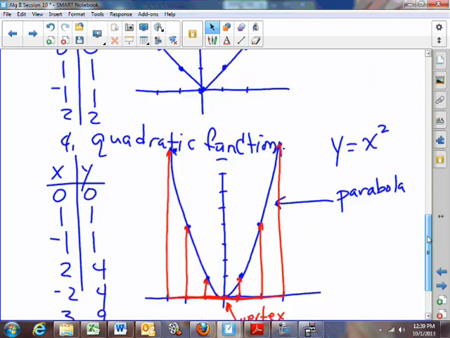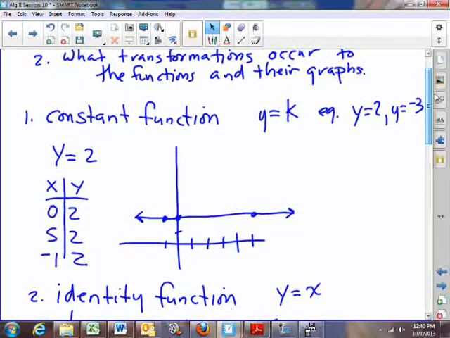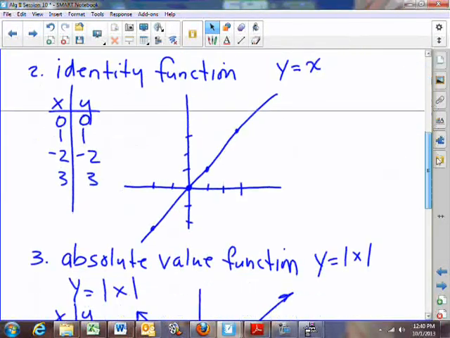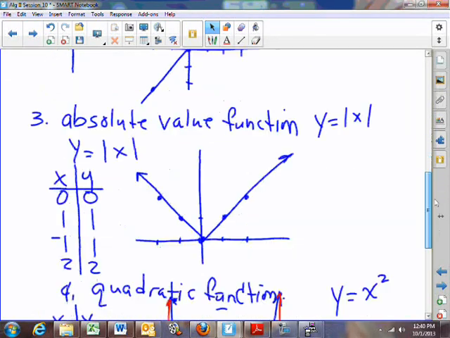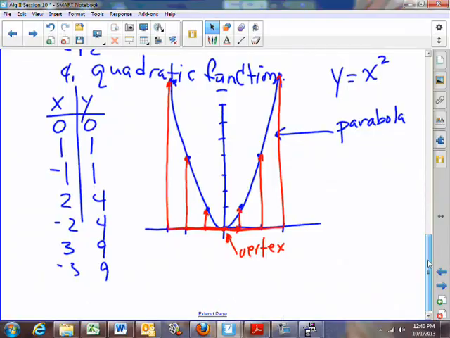All right, now those are our basic functions. We have the constant function, once again. We have the identity function. We have the absolute value function. And we have the quadratic function.